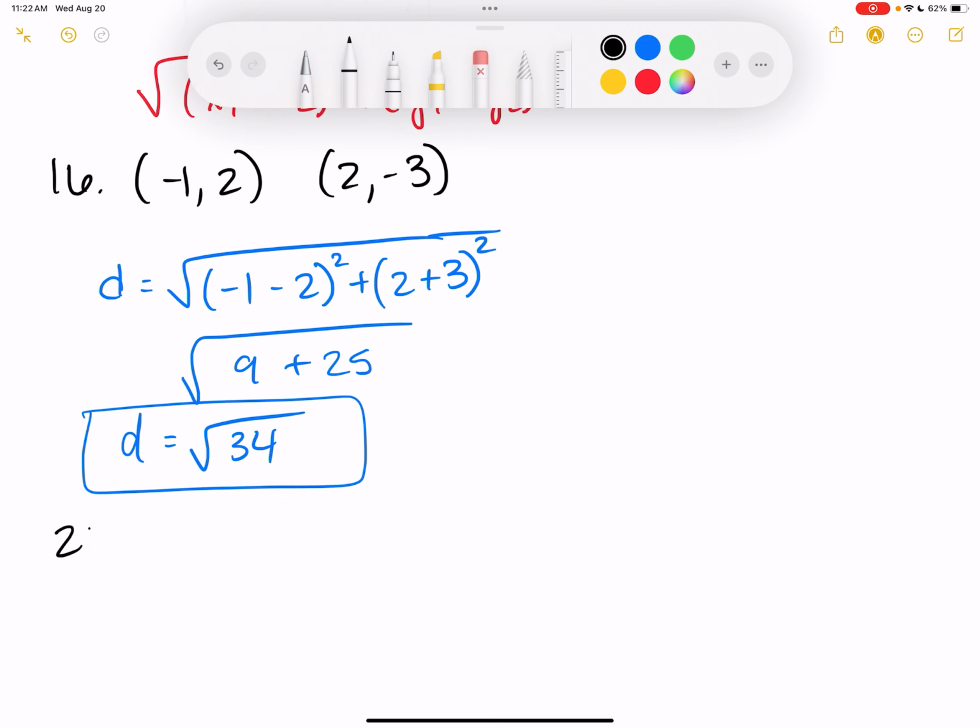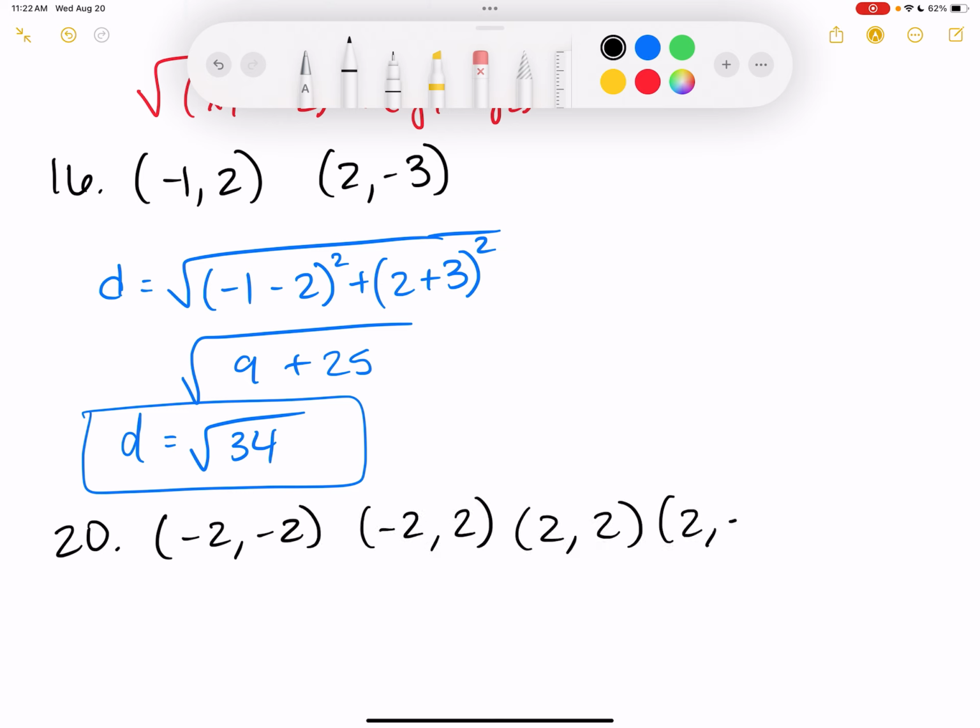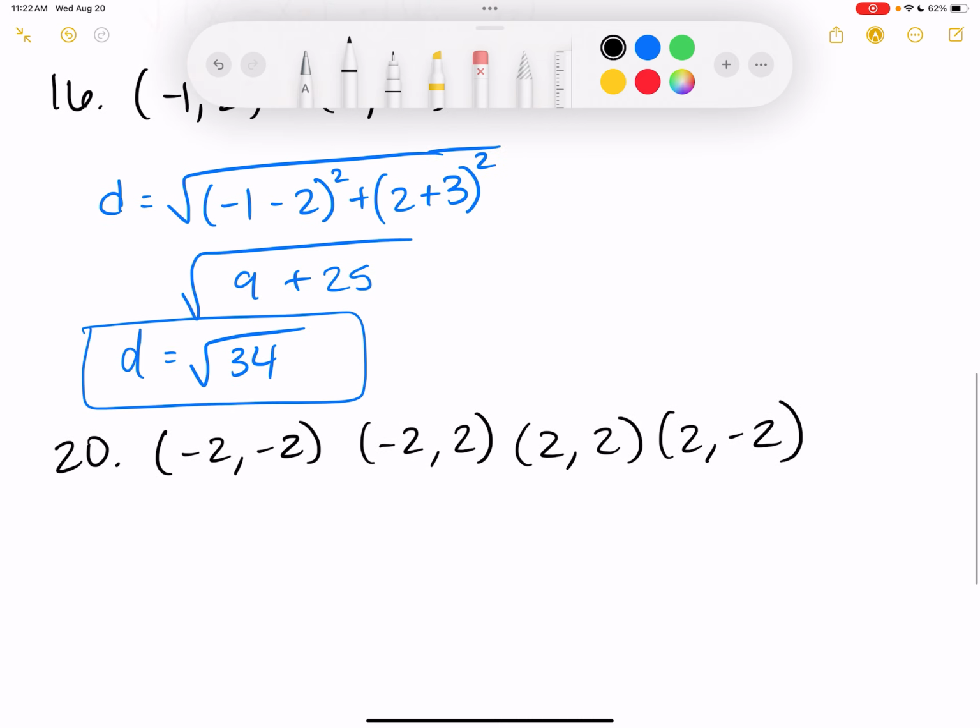So number 20, I've got the points (-2, -2), (-2, 2), (2, 2), and (2, -2). So I would label each of these with a letter. So I do like A, B, C, and D. Whatever letters you like to use is fine. And I'm going to be finding the distance between each of these.